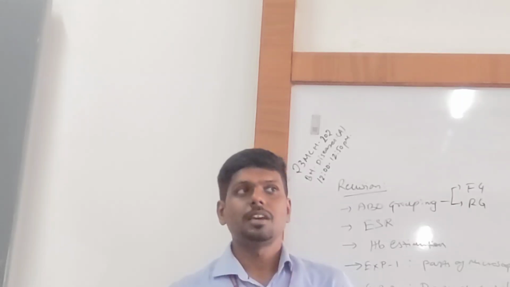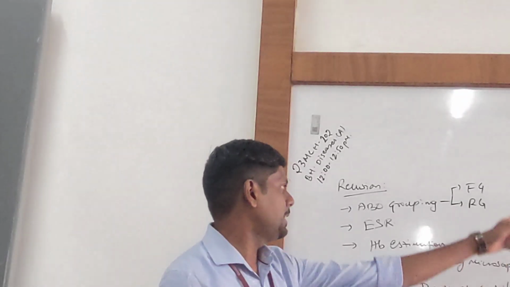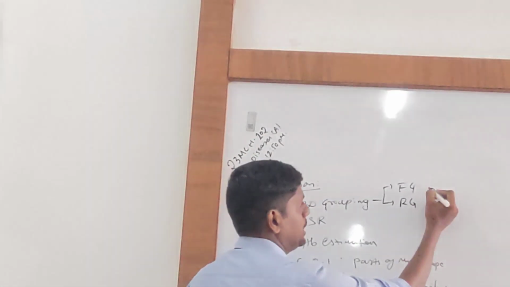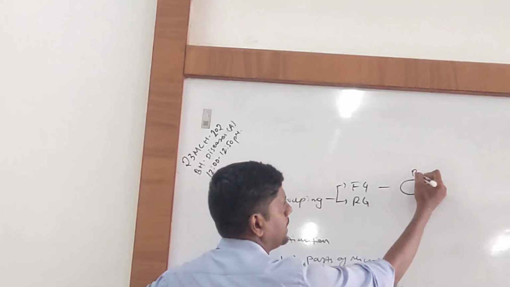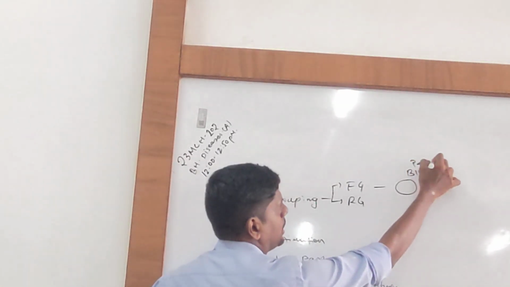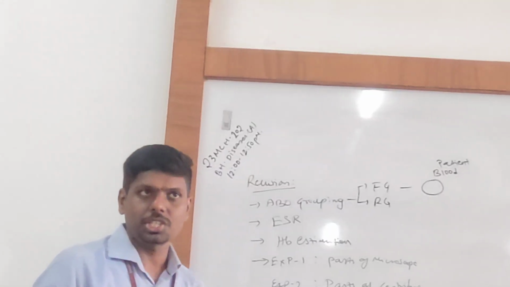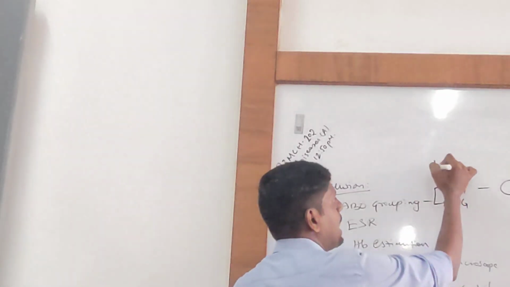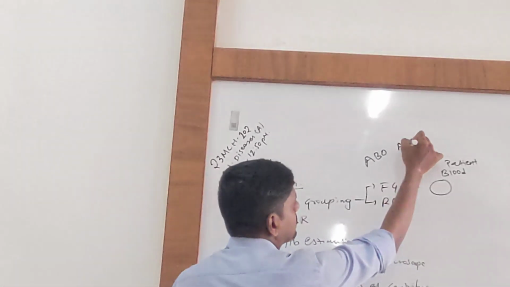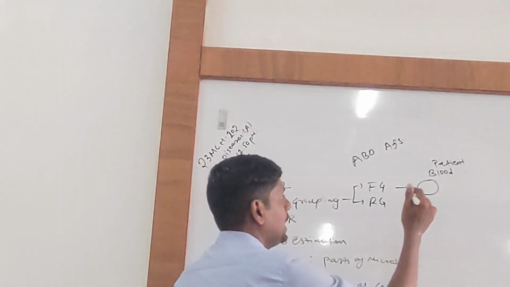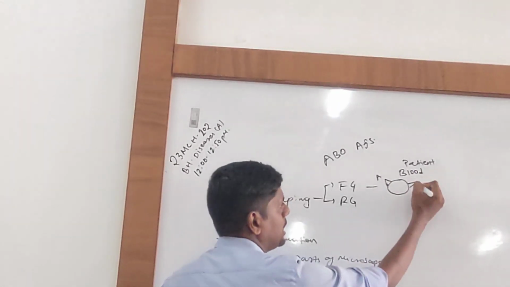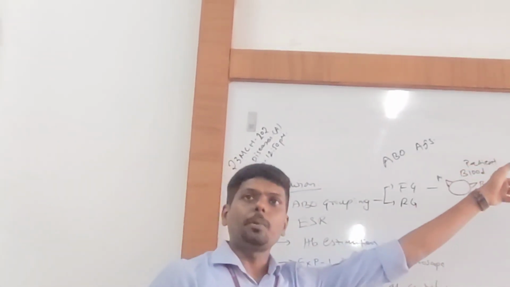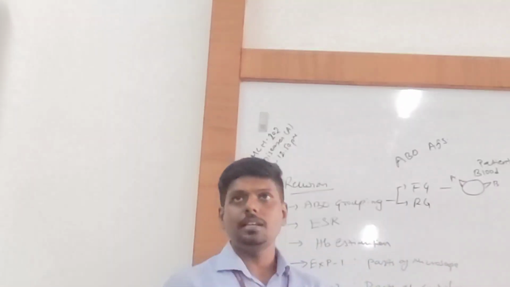Any idea? I didn't discuss much about this. Listen. Forward grouping means in the patient blood, in the patient red blood cell, if we are detecting the antigens, ABO antigens, this is A antigen, B antigen, if we are detecting AB antigens, this approach is called forward grouping.